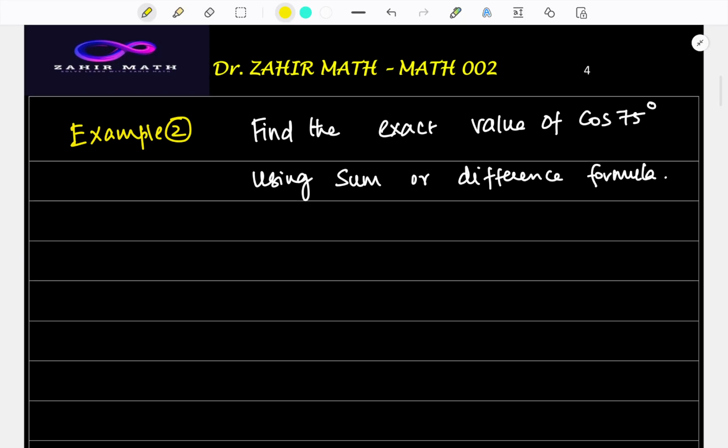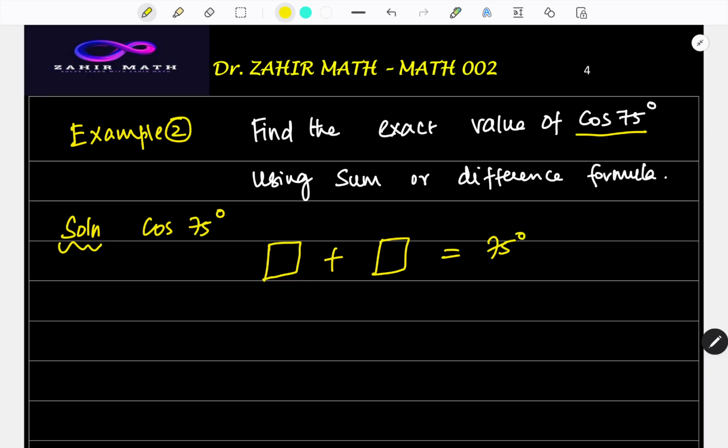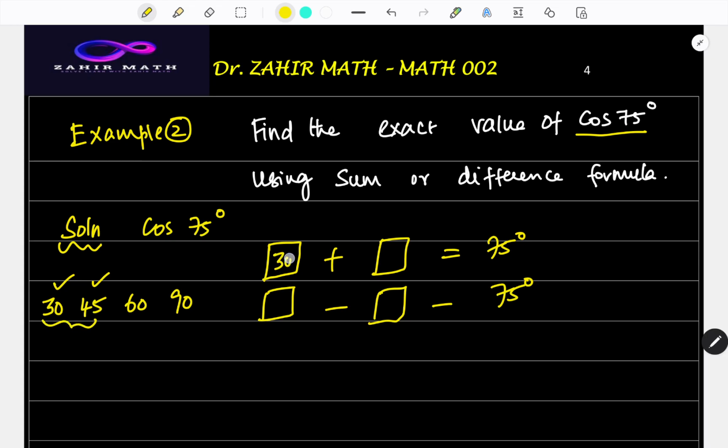Find the exact value of cosine 75. Now it's in degrees. It's very easy. So we are going to do this one. Cosine 75 degrees. I need two numbers, either with plus to get 75, or two numbers with minus to get 75. Think about 30, 45, 60, 90. What are the two numbers that you add to get 75? Yes, of course, 30 and 45 give 75.